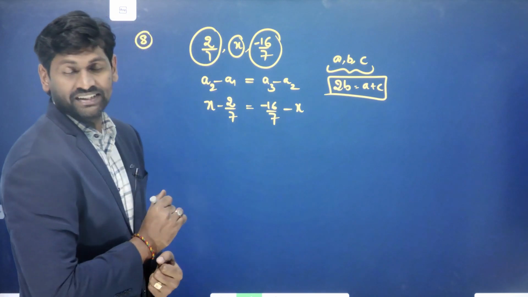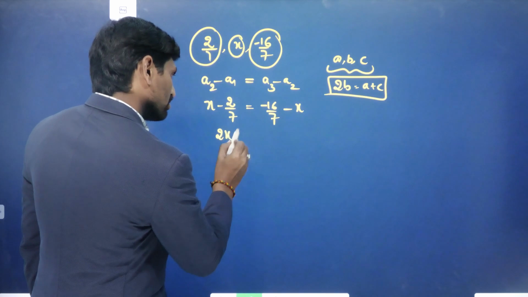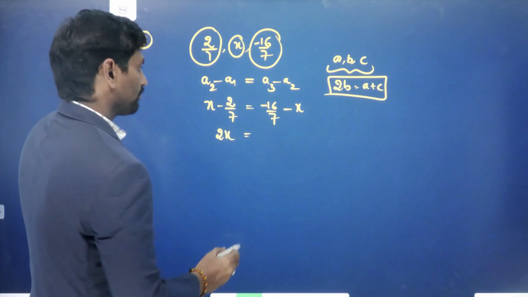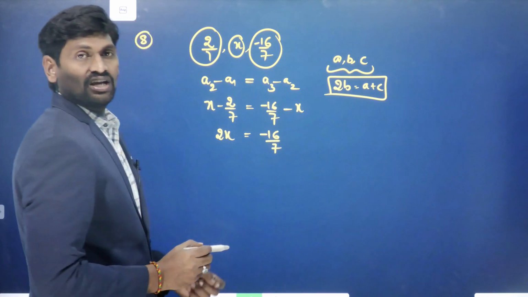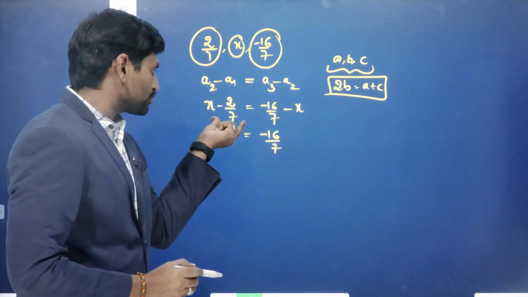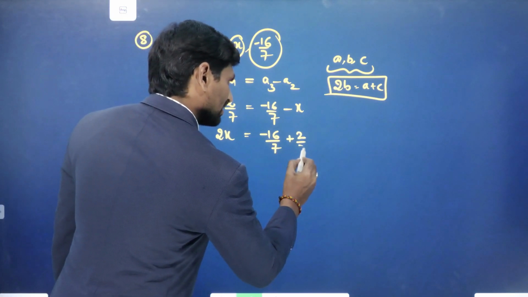Here already there is one x on the left-hand side, so x plus x becomes 2x. So 2x equals, on the right-hand side, the number minus 16 by 7. And while transposing minus 2 by 7 to that side, it will be plus 2 by 7.